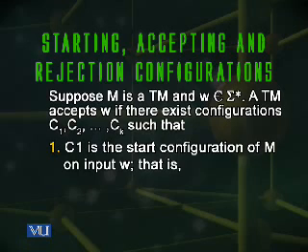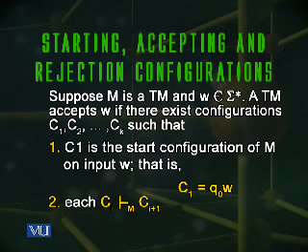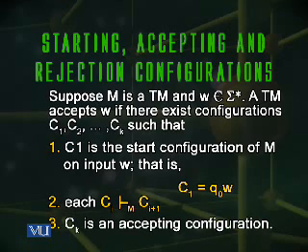C1 should be the start configuration of this machine M on W. That is, C1 has to be equal to Q0, W, where Q0 is the start state. The other thing is that each CI should yield CI plus 1. What does this mean? This means from the first configuration C1, the Turing machine should be able to go into C2 in one step. From the second configuration C2, the Turing machine should be able to go into C3 in another step, and so on and so forth, and eventually reach CK, which is an accepting configuration. So if all these three conditions hold, we will say the Turing machine M accepts a string W.